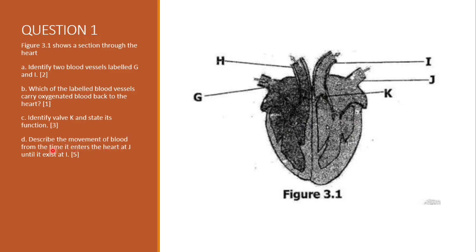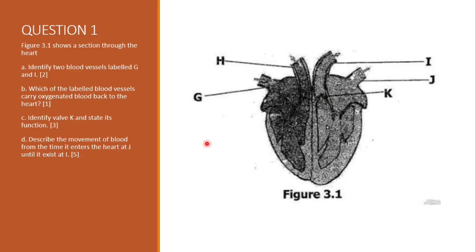Then let's look at D. Describe the movement of blood from the time it enters the heart at J until it exits at I. Not exist, but exits. Describe the movement of blood from the time it enters the heart at J and it exits at I.